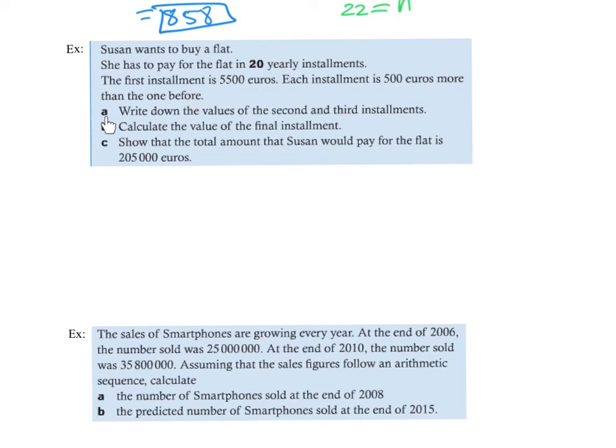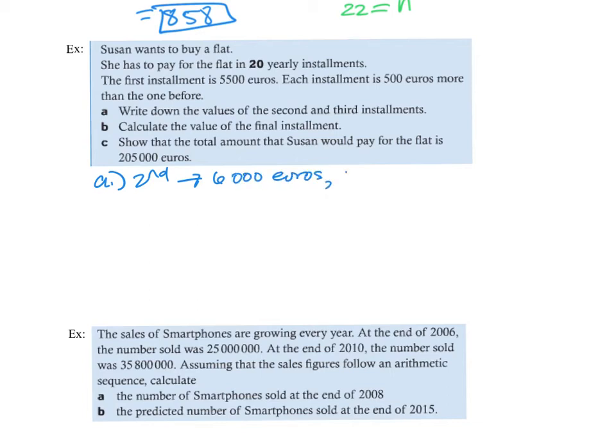Okay, so the first thing we're going to do is write down the values of the second and the third installments. Well, we know the first installment is 5,500, and each year she's going to pay 500 more than she did before. So for part A, the second installment is going to be 5,500 plus 500, which would be 6,000 euros.